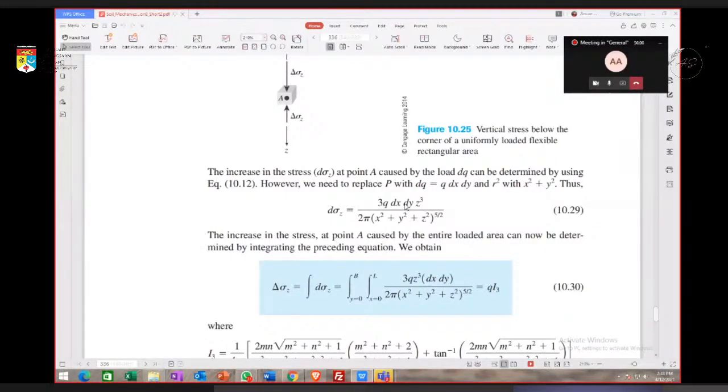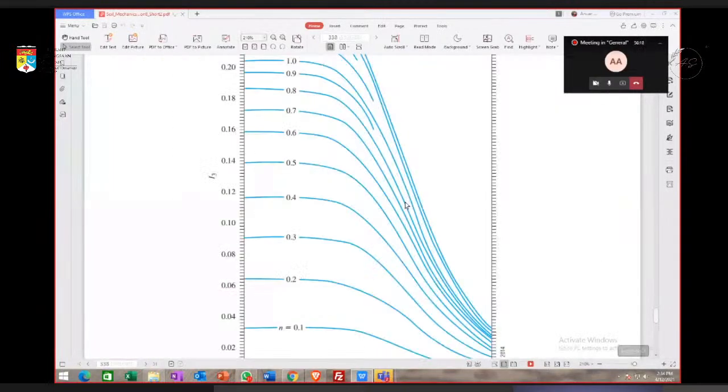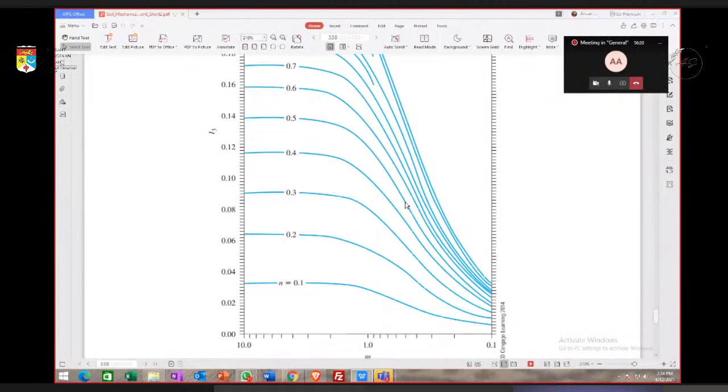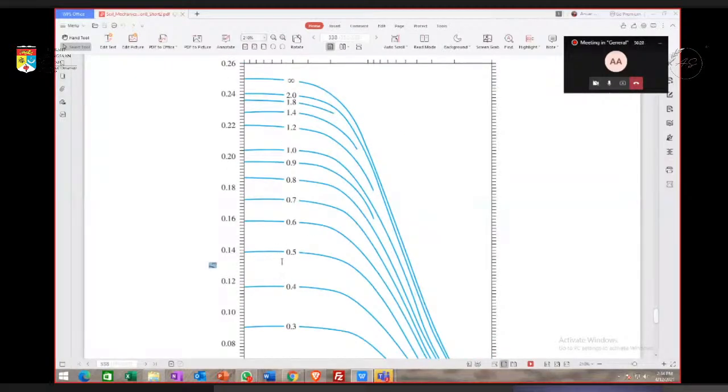Okay, so we can use the table here and also the figure here to find the I3 with known m and n. This value is n, this value is m, so we can find the I3. Then if we know I3, we can calculate the increase in vertical stress.